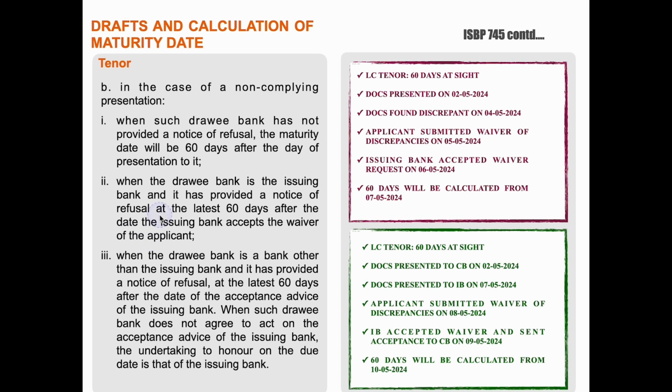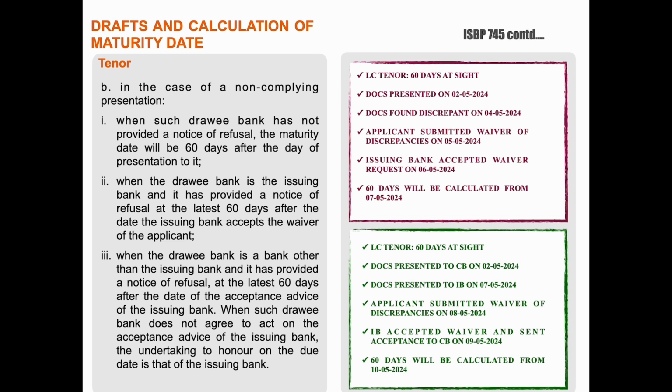Means generally if the documents are discrepant and the issuing bank sends a notice of refusal, actually, the issuing bank does not have any payment obligation. In such cases, the issuing bank will settle the funds only if the discrepancies are waived by the applicant and such waiver is acceptable to the issuing bank. Note carefully. It's not like the applicant has waived the discrepancies, so the issuing bank will make the payment. The discrepancy waiver should also be acceptable to the issuing bank, right?